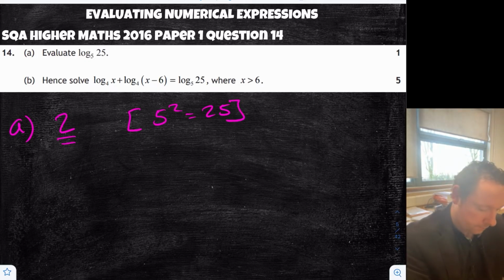Part B, hence solve log base 4 of x plus log base 4 of (x minus 6) equals log base 5 of 25. So looking at our left-hand side, we combine that into one log by saying that it's x times (x minus 6).